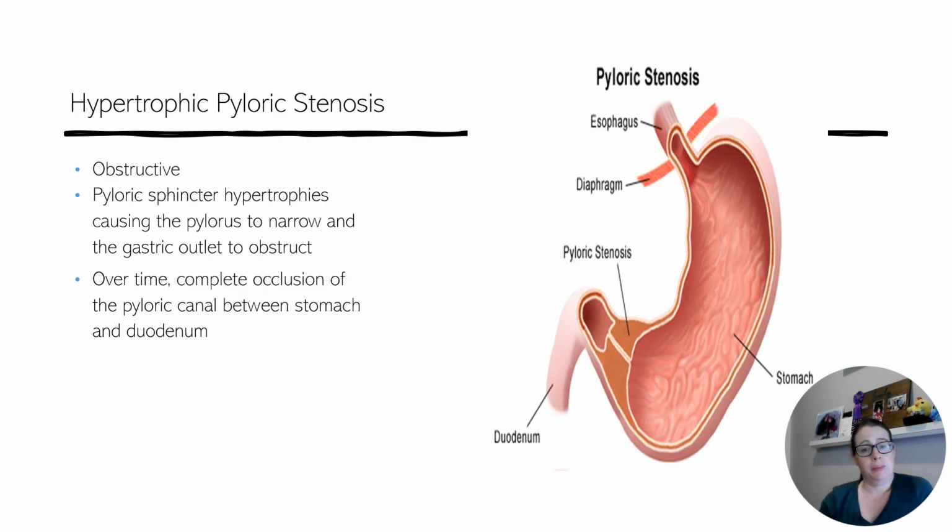Okay, we're going to move on to pyloric stenosis. This is an obstructive disorder, as most stenosis type conditions are. It is the most common surgical condition in early infancy, and what is happening here is the pyloric sphincter narrows and literally just blocks the exit from the stomach into the duodenum. So as you can imagine, food will build up in the stomach, and eventually it needs to go somewhere.